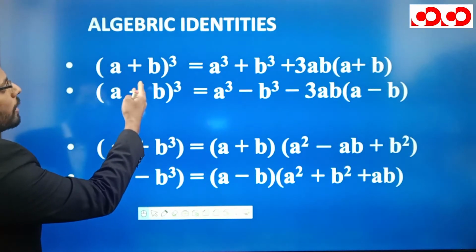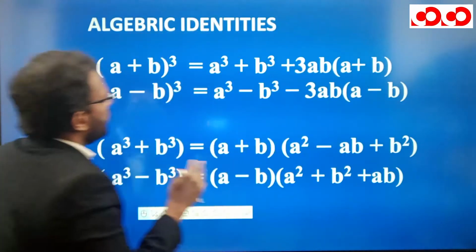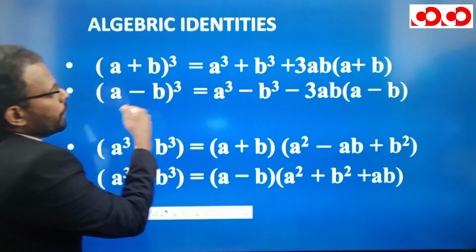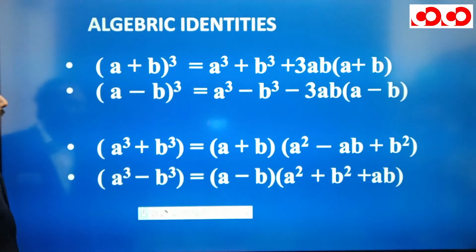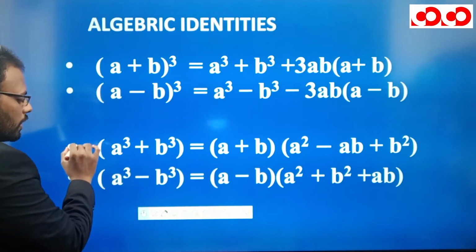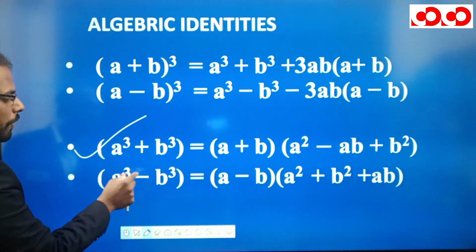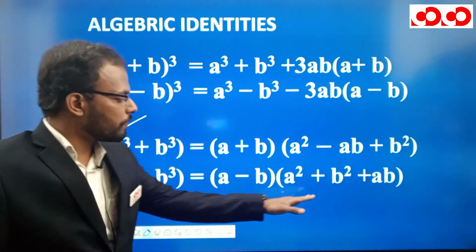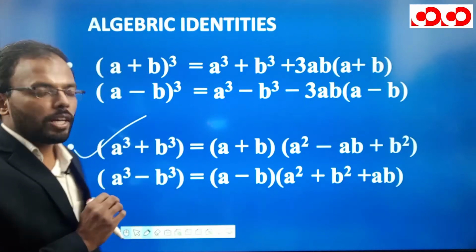Again, (a + b)³ = a³ + b³ + 3ab(a + b). And if you put minus over here, you will get a³ − b³ − 3ab(a − b). Our previous problem was based on this identity, and if you put a − b over here, you will get (a − b)(a² + b² + ab). I hope you would have written these formulas in your notebook.